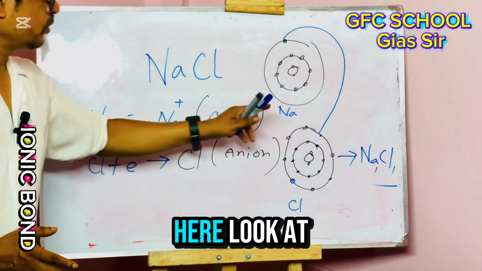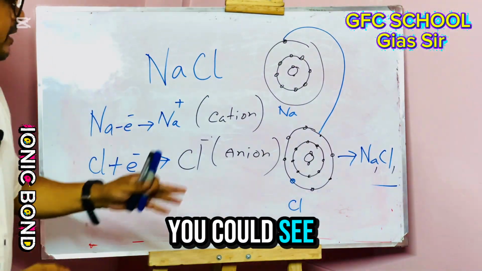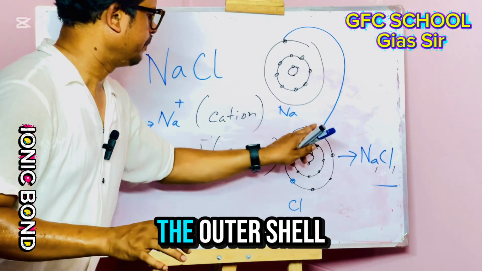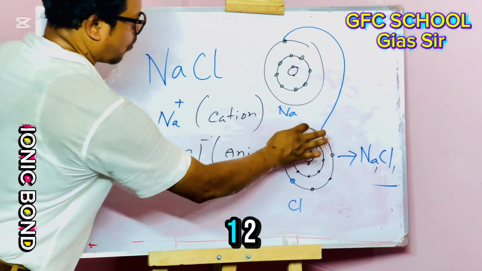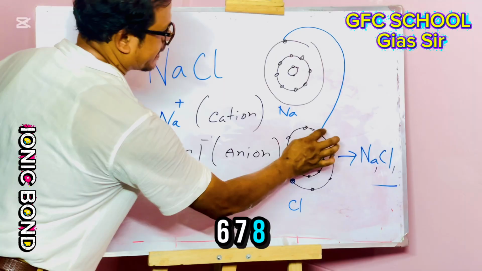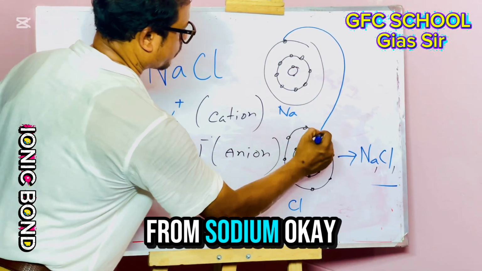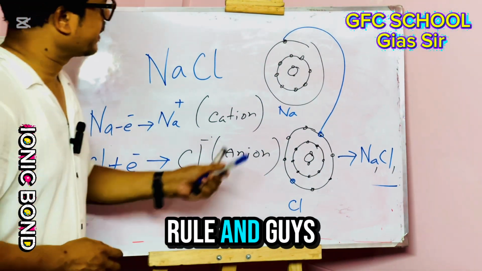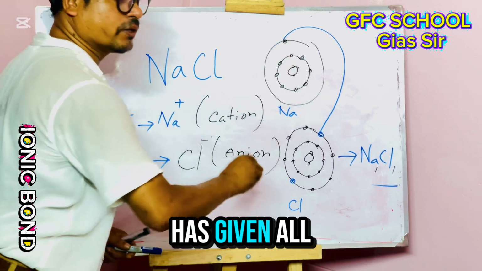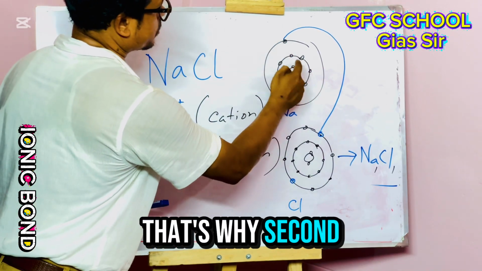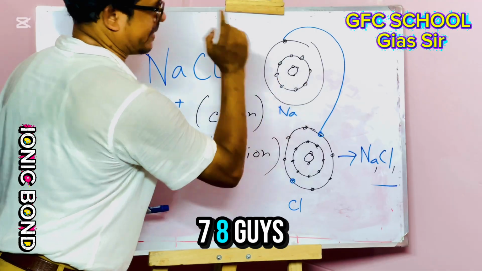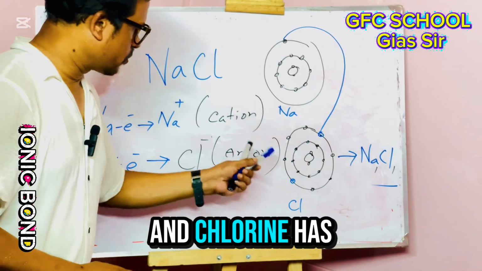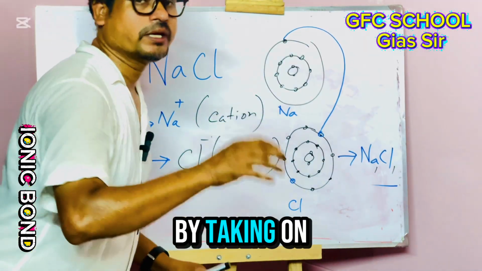Guys, here look at this picture. You could see that by taking one electron, chlorine will fulfill its outer shell with 8 electrons. 1, 2, 3, 4, 5, 6, 7, 8. One has come from the electron. Okay, 8, and this is called the octet rule. And guys, since sodium has given one electron, its second shell has 1, 2, 3, 4, 5, 6, 7, 8. Guys, sodium has achieved the octet rule, and chlorine has achieved the octet rule by taking one electron.